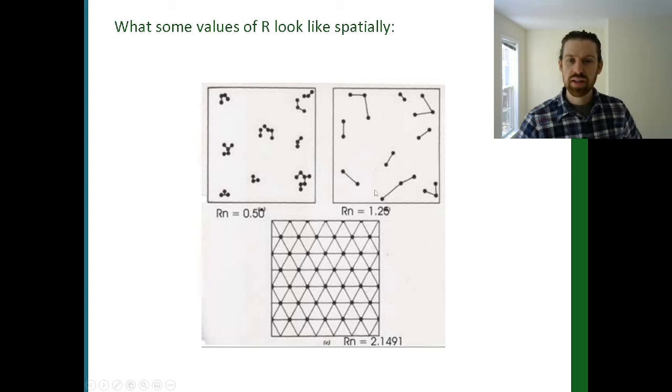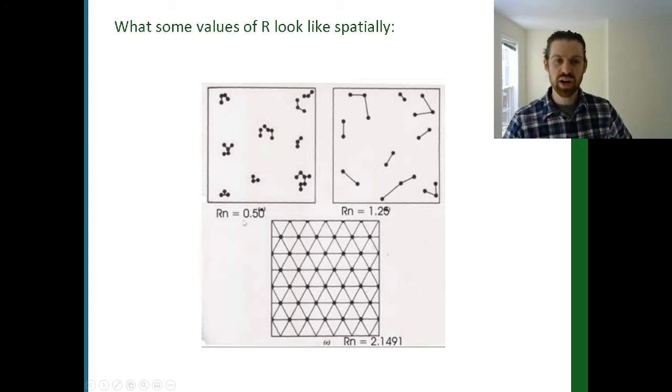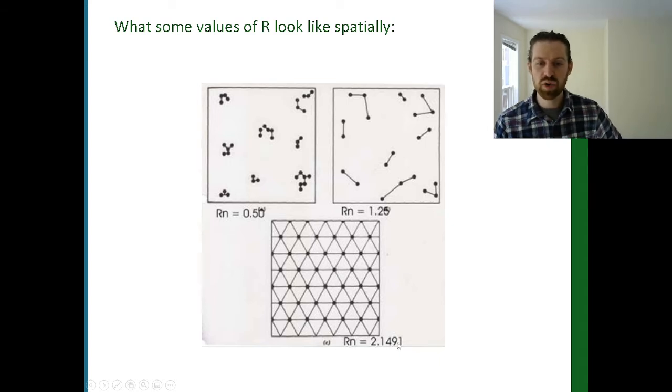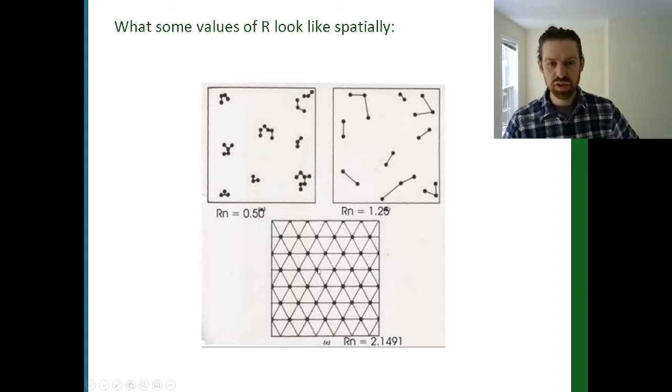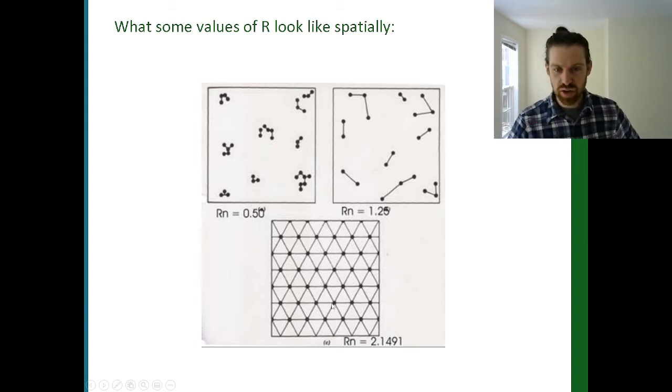So this is basically what it would look like if we had R equals 0.5, so these are highly clustered. Then 1.25, so this is only slightly more dispersed than the random outcome here. And then for this value of 2.1491, this is basically perfectly dispersed. And they look like triangles, but they're also hexagons if you look within them.